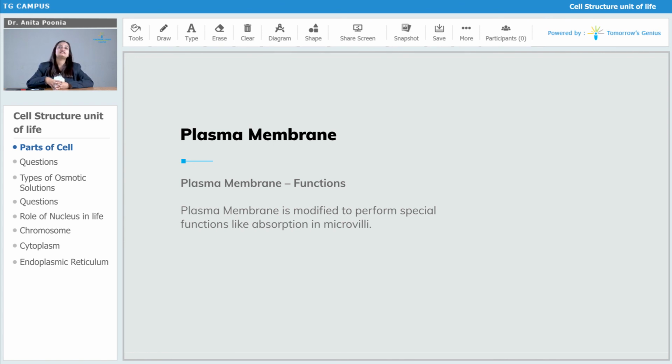Apart from that, it also does some additional things for the cell. The plasma membrane is modified in such a way that it can perform special functions like absorption in the microvilli. So that was all about the plasma membrane. What did we learn in this class? We talked about all the different functions that the plasma membrane shows in a cell.